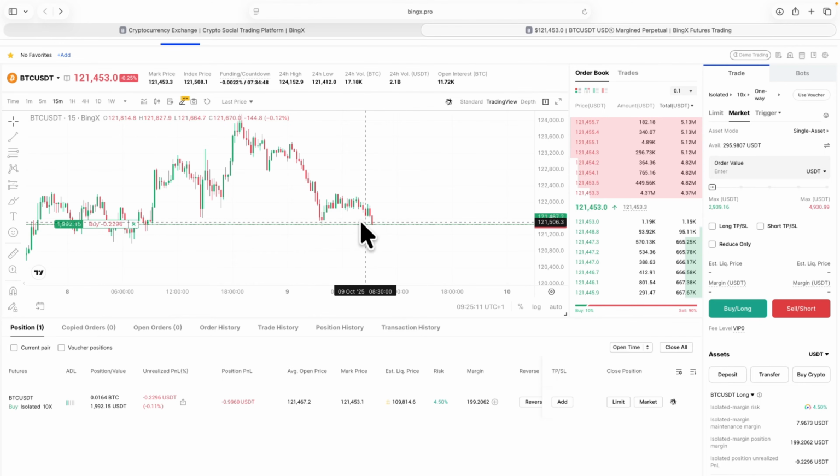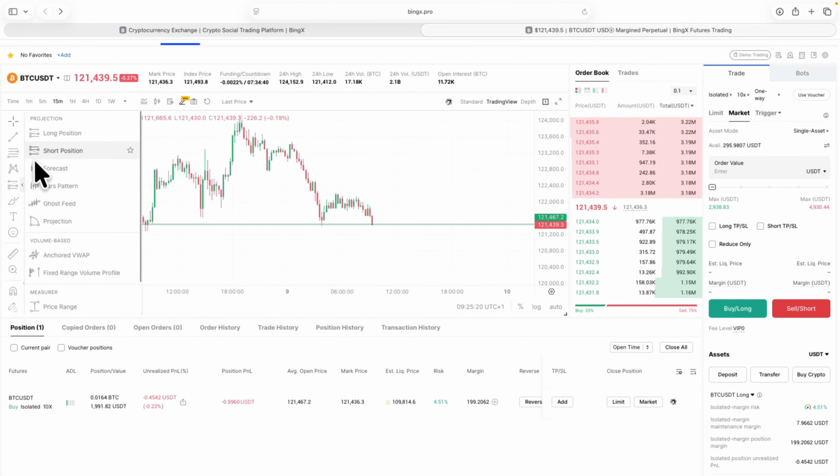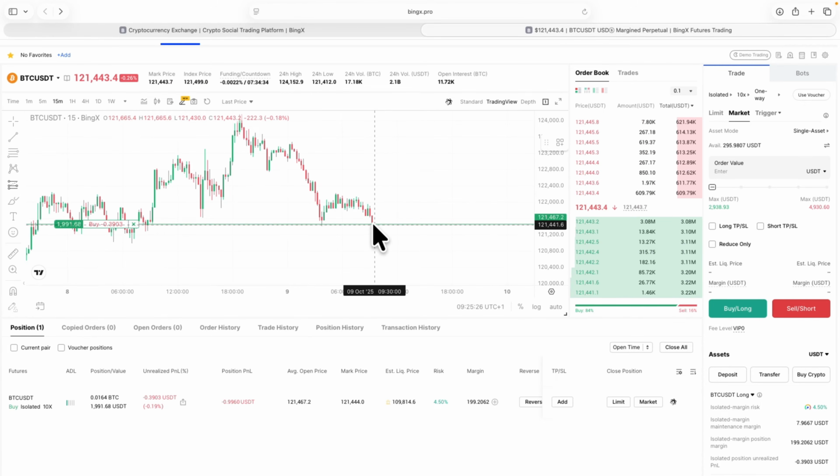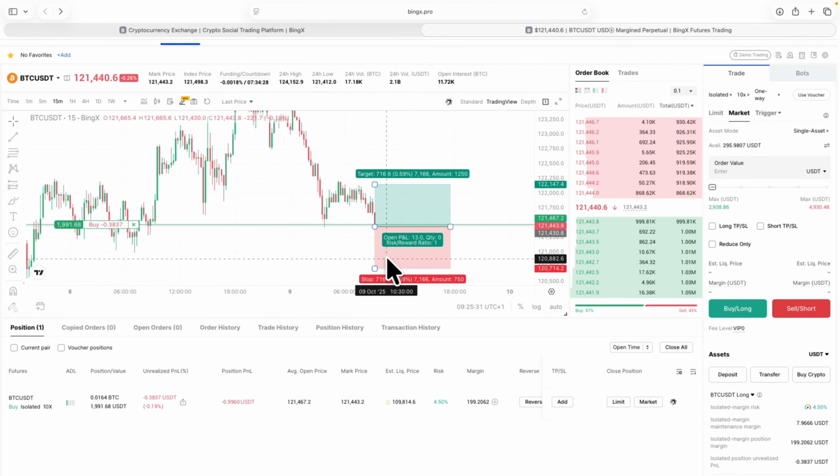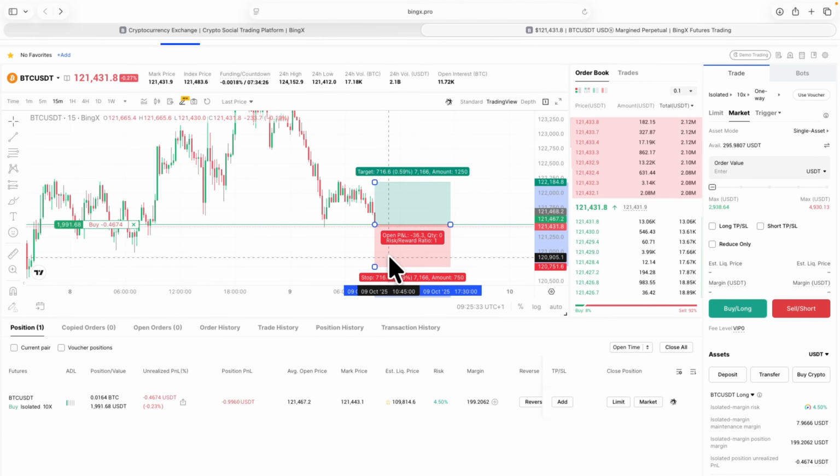You can see buy. So this is the line. This green line is where you enter the trade. So let's say, for example, I'm longing. Let me use my long position tool. You come here, you see this icon, you click on it and click on long position if you are longing. Then you put the middle line exactly where you enter the trade. So I'll put it on that green line.